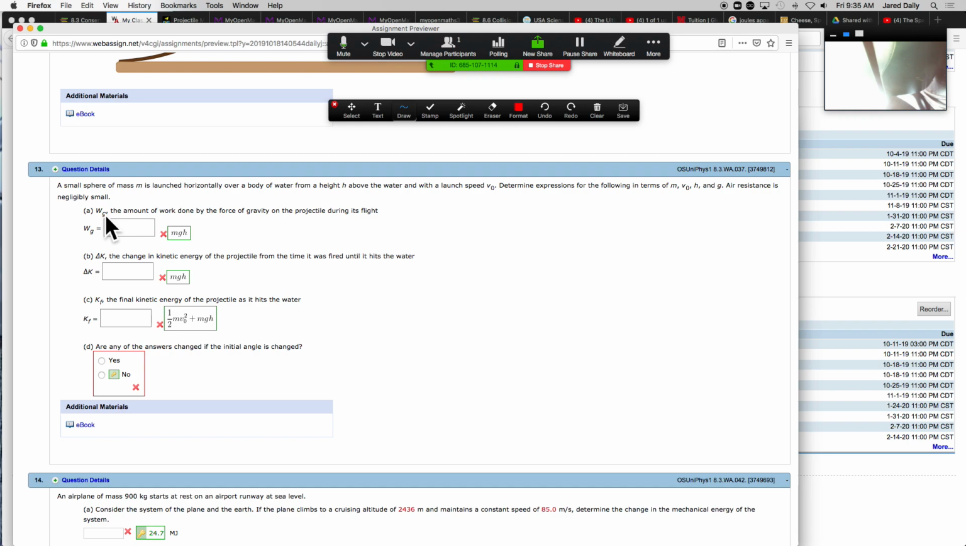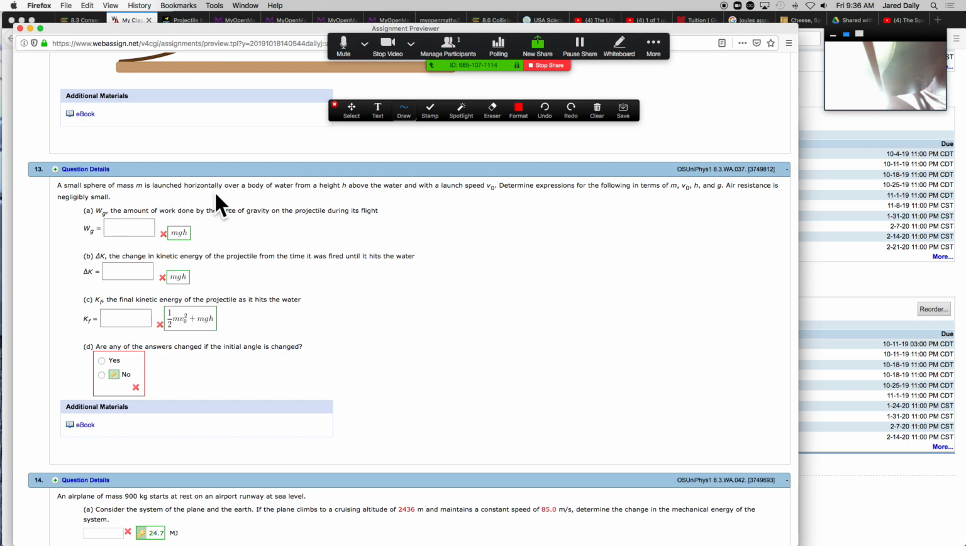Air resistance is negligible. So we have a sphere, mass m, launched horizontally over a body of water, height of h above the water, launch speed v0. Determine expressions for the following in terms of m, v, h, and g. No air resistance. We want to know the amount of work done by the force of gravity on the projectile during its flight. We want to know the change in kinetic energy of the projectile from the time it was fired until it hits the water, and find the final kinetic energy of the projectile as it hits the water. Right?